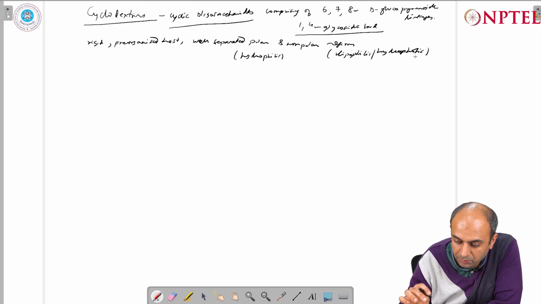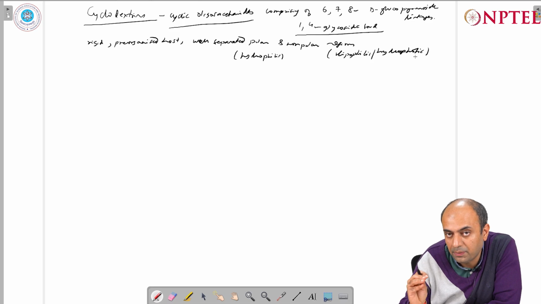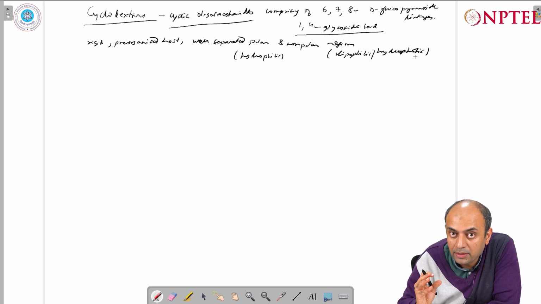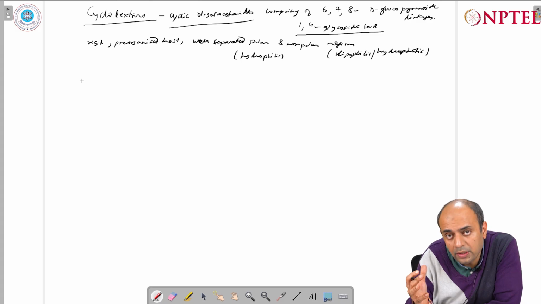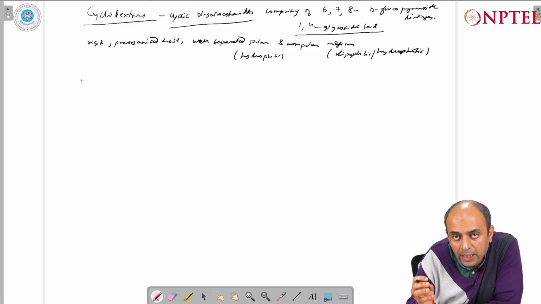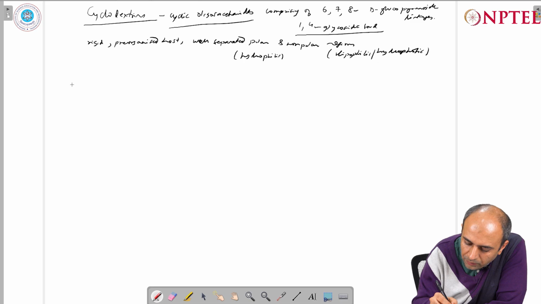Some of the most important properties of cyclodextrins: as I told you, it is very important in the food industry and the drug industry, and what is very important when it comes to application is to look at the economic viability of the compound. That is, how easy it is to make the compound, how easily it is available, and what is the cost of making this particular packaging molecule. It has been observed that in the case of cyclodextrin, large quantities, tons of cyclodextrin, have been produced at very nominal cost.